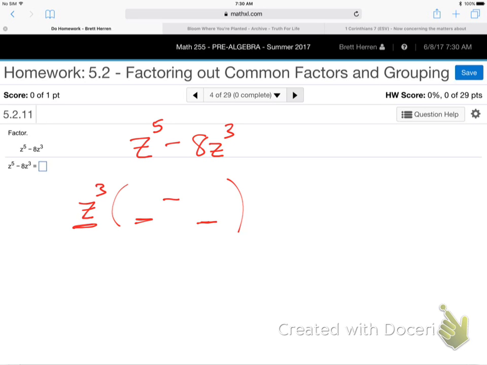Now, how do we know what goes on the inside? Well, whatever works. Z cubed times what will go back to z to the 5th? Yeah, the powers add. And then z cubed times 8. And there we go. Is that good? Okay.